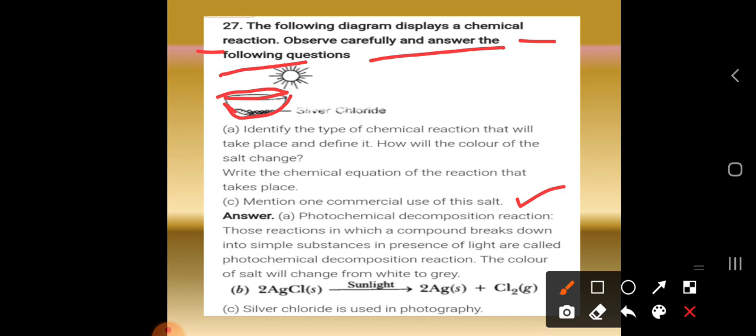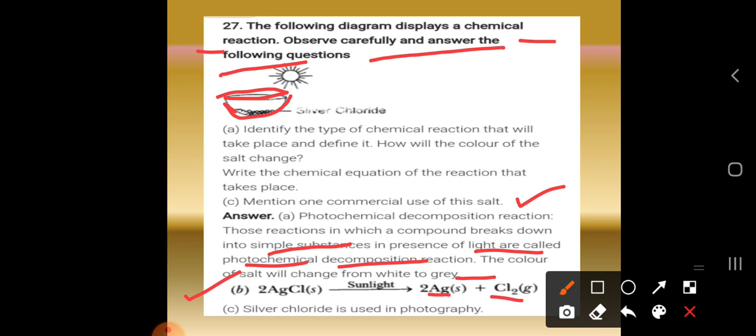Or you can say a photochemical decomposition reaction. A compound that breaks down into simpler substances in the presence of light is called a photochemical decomposition reaction, and the color of the salt will change from white to gray. Usually it was white in color, but after the photochemical reaction it is going to change to gray. So you go for writing the equation. AgCl, kept in the sun, with the help of a photochemical decomposition reaction, will convert into Ag and chlorine gas.